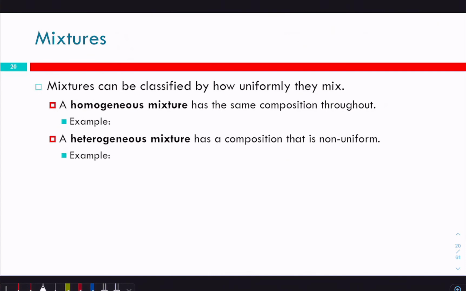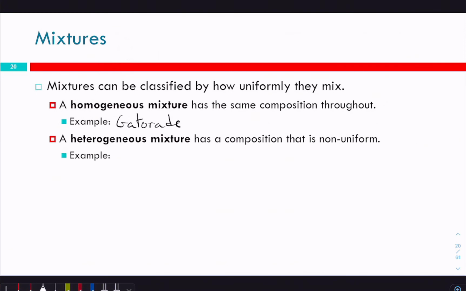So a homogeneous mixture, not homogeneous, that's a different thing. A homogeneous mixture has the same composition throughout. So if I have Gatorade, I'm going to use this Gatorade example a lot. When you're looking at the Gatorade, it's going to look like it's the same thing all the way through. Hopefully there's nothing floating in it or settled to the bottom. So it's the same composition throughout that whole Gatorade.